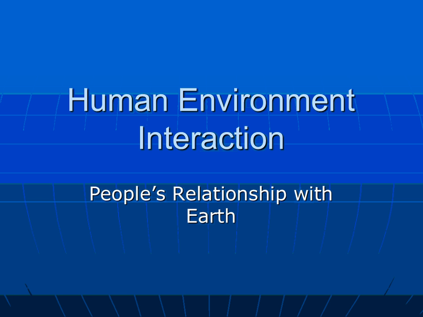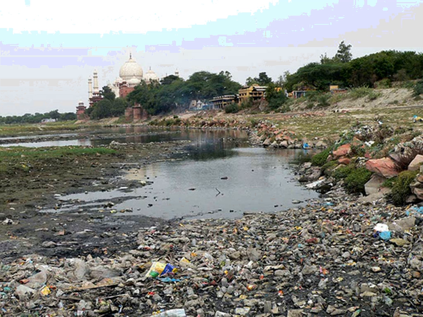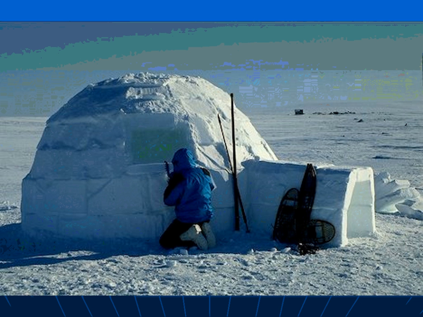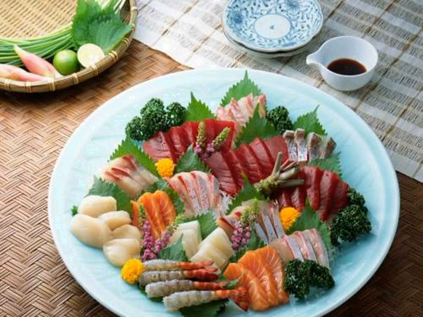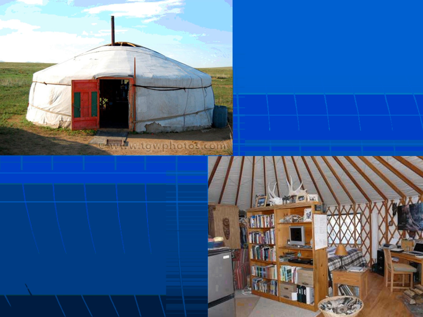Here's some other examples. We affect the environment right back through pollution. We also change the landscape. There's all kinds of ways we can influence the environment. But also how we survive. What food we eat. How we live our lives.